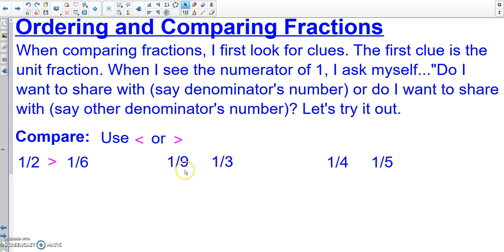Same thing, do I want to share my candy bar with 9, or do I want to share my candy bar with 3? Well, I would rather share my candy bar with 3 because I get more candy bar, so 1/3 is greater. Do I want to share my candy bar with 4, or do I want to share my candy bar with 5? Again, I want to share with 4 because I get more candy bar, so 1/4 is greater. That's just a little clue I look for when I have to compare and order fractions. If there are unit fractions where 1 is in the numerator, I ask myself, do I want to share with, or do I want to share with?